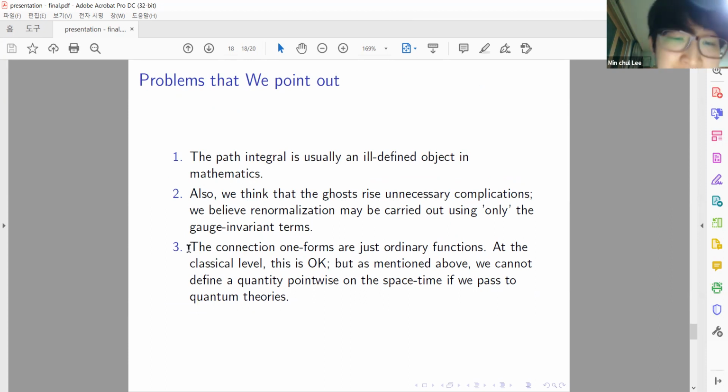And lastly, the connection one-forms. I treated them just as ordinary functions. At the classical level, this is okay. But as mentioned above, if we pass to the quantum theories, we cannot define a quantity pointwise on the space-time. So if we want to quantize a vector potential, then its components should not be ordinary functions whose values are operators. They must be operator-valued distributions. And so the vector potential must have operator-valued distribution components.